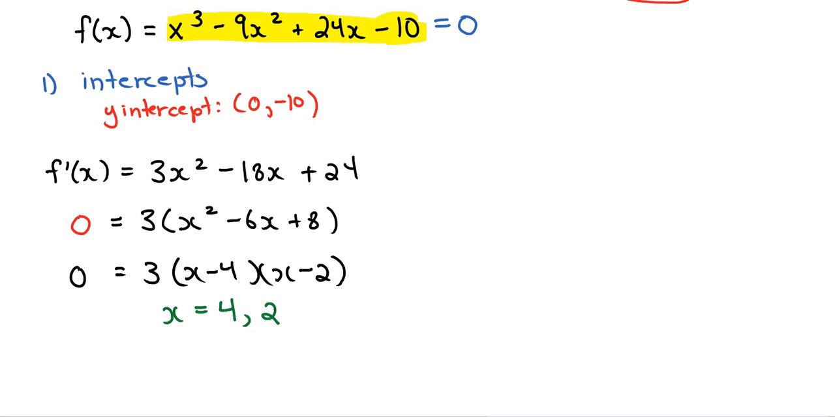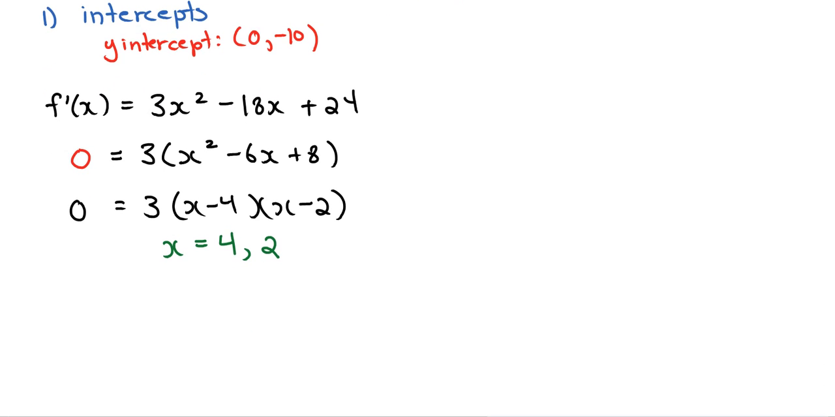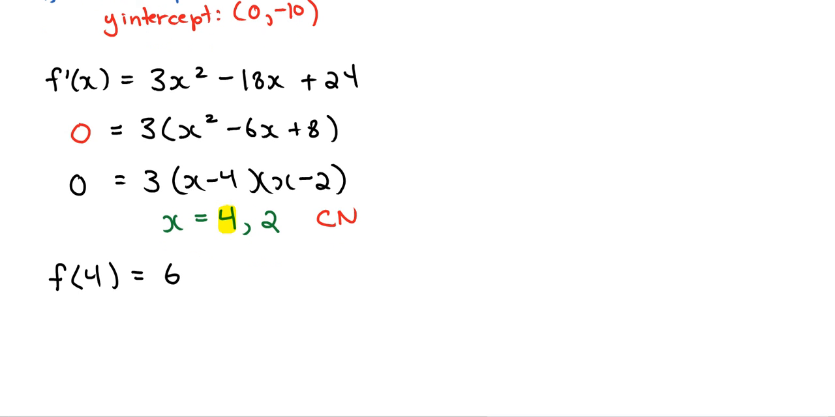Now, since these are my critical numbers, I want to go ahead and find the critical points. So I'm going to take each critical number and insert it back into my original function. f of 4 is going to be 6, and I'm not going to show all the steps for that, so please try that on your own. And f of 2 is going to be 10.